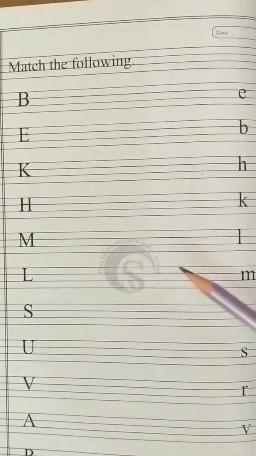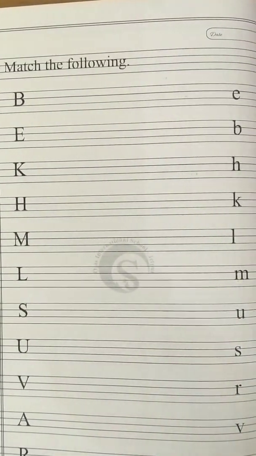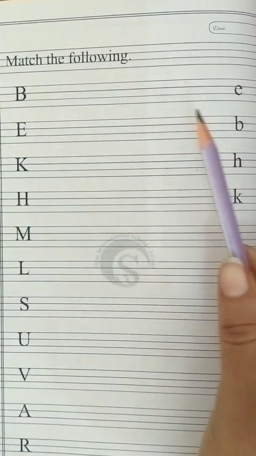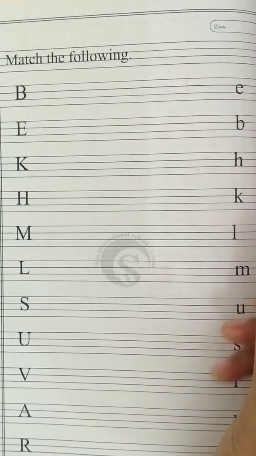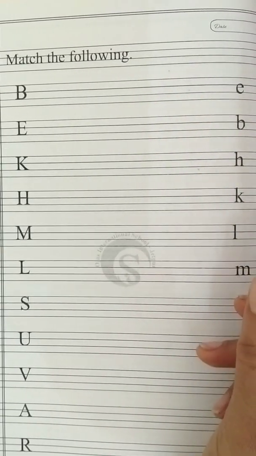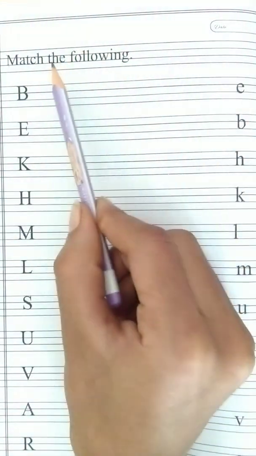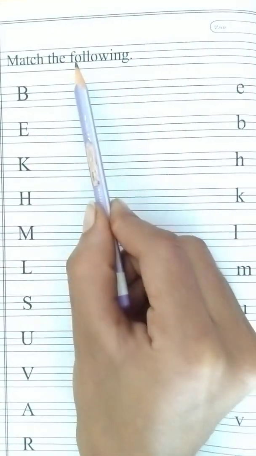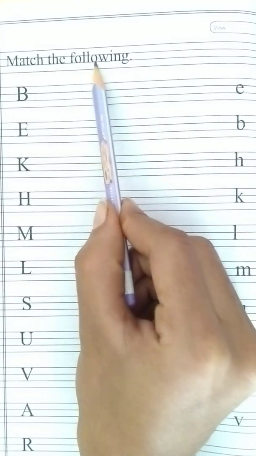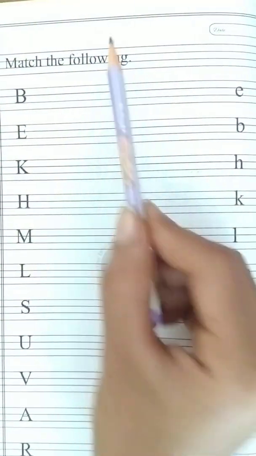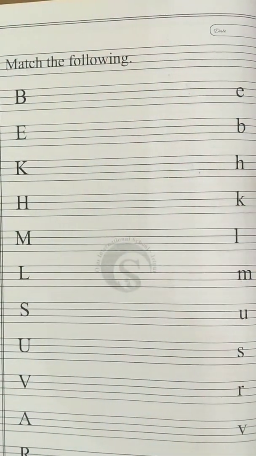See here, this is our worksheet, and in this worksheet what we have to do, read here. Now children, you know all the capital and small alphabets, so you have to read all the spellings, okay? M-A-T-C-H, match. T-H-E, the. F-O-L-L-O-W-I-N-G, following. Match the following. We have to do matching here.